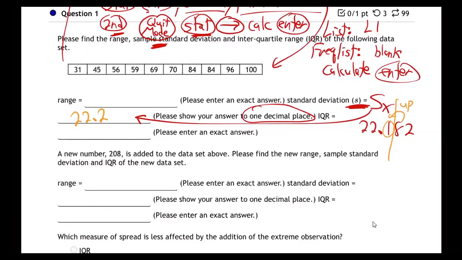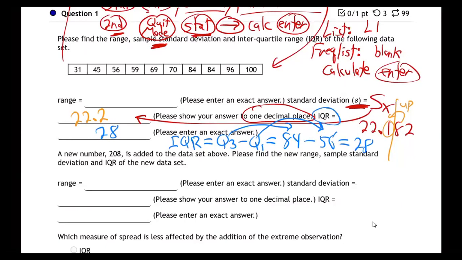And then IQR is not hard. I'll do that down here. The IQR equals Q3 minus Q1. It stands for interquartile range. It's the distance between the two quartiles. So on my calculator, Q3 was 84 and Q1 was 56. So we just subtract those on your calculator. I'll get, what is that, 28. Yeah, 28. So 28 is the IQR.